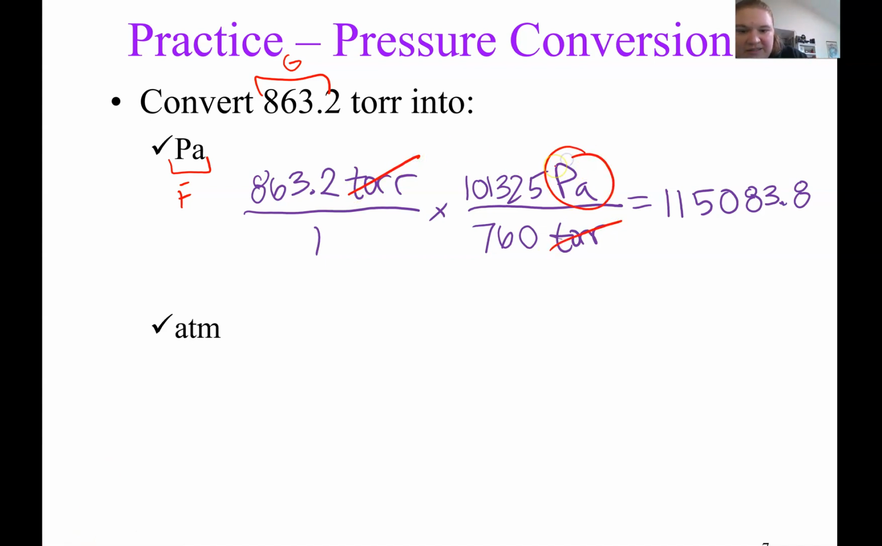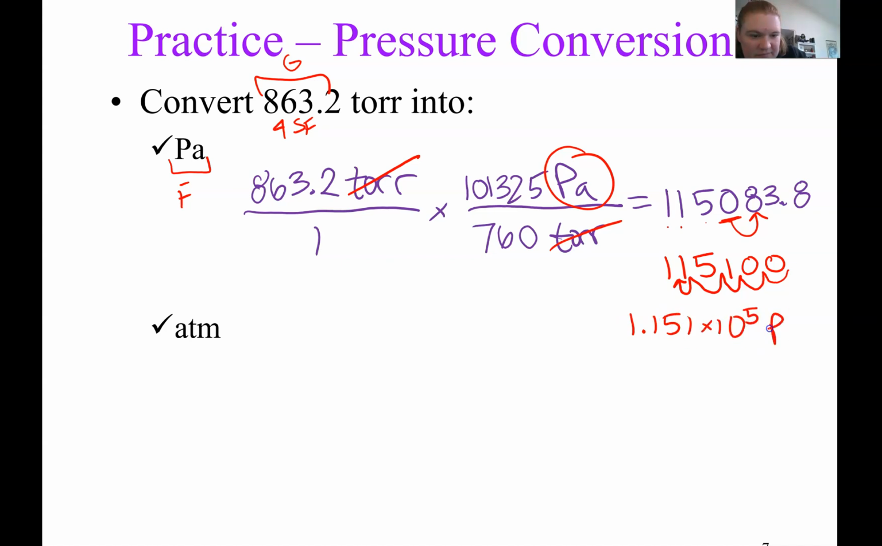Units cancel. We're left with pascals. We start with 4 significant figures. 1, 2, 3, 4. We look behind it. 1, 1, 5, 1. And then we're going to put zeros in there as placeholders for size. Because we're ending in zeros, we know that's not the best way to write it. So I'm going to convert that over to scientific notation. 1, 2, 3, 4, 5. There we go. We have the right unit. We have the correct number of significant figures. And we did our math right.